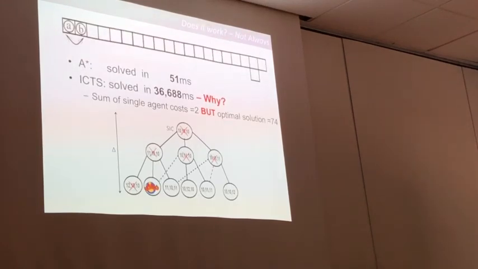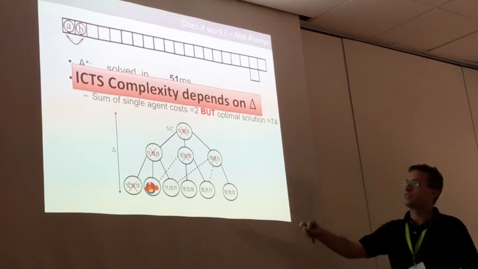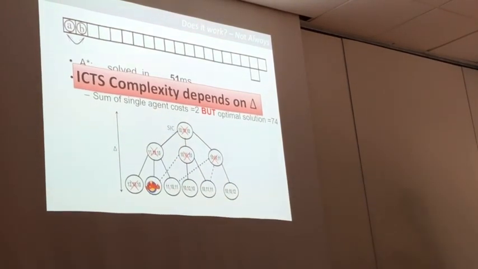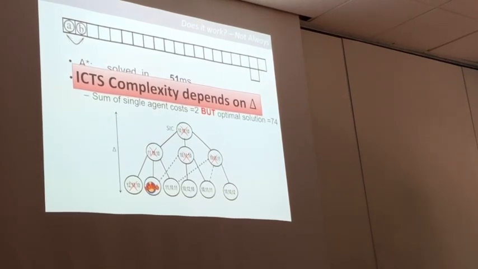Very roughly, if the depth of the search tree is delta, then ICTS is exponential in delta. And what this delta means intuitively is how far my initial guess of the cost is from the actual cost. So if my initial guess is very good, this would be a wonderful algorithm. If it's very bad, it would not be a good algorithm.